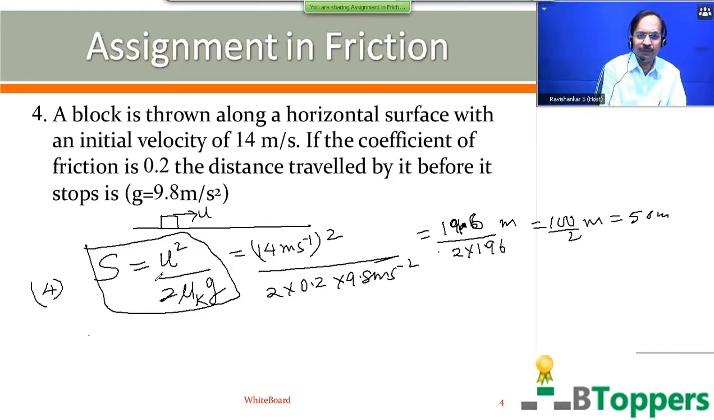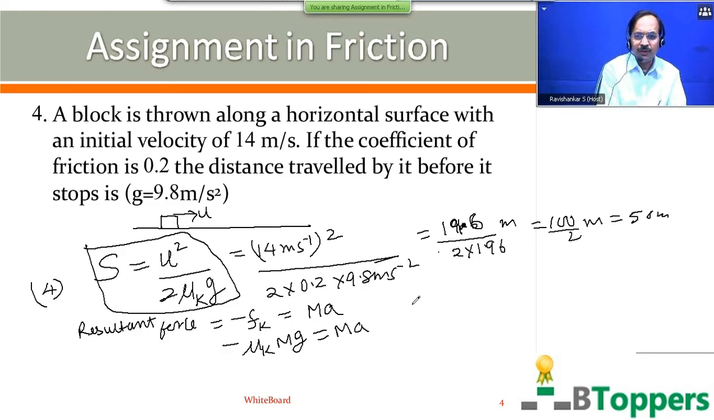That means you can write the solution in a faster way. So the resultant force on the block during the retarded motion will be equal to the force of friction, which acts opposite to the direction of the motion. So we can write the resultant force as minus Fk, that is equal to mass into acceleration. The magnitude of the force of friction is equal to mu k into normal reaction, and the normal reaction is equal to mg. So the acceleration of the block during the retarded motion is minus mu k into g.